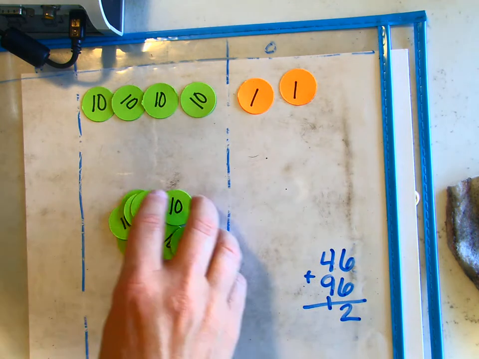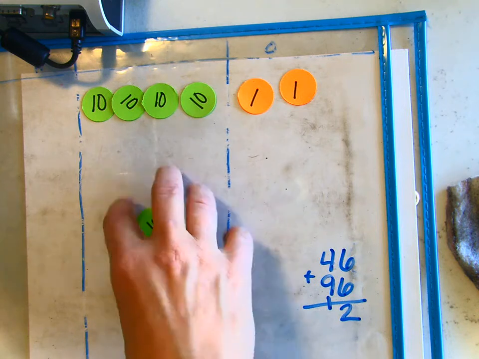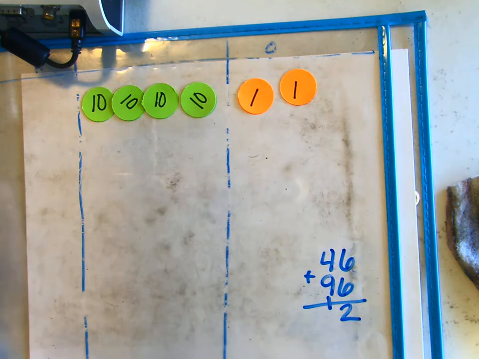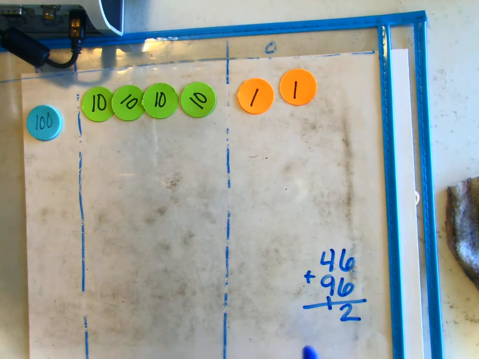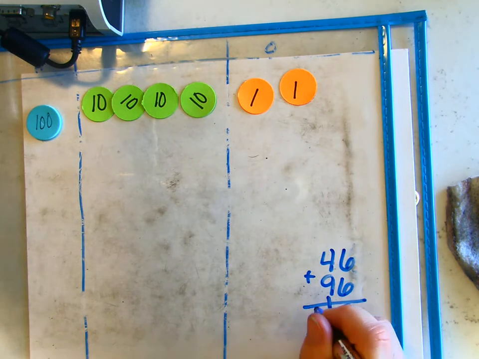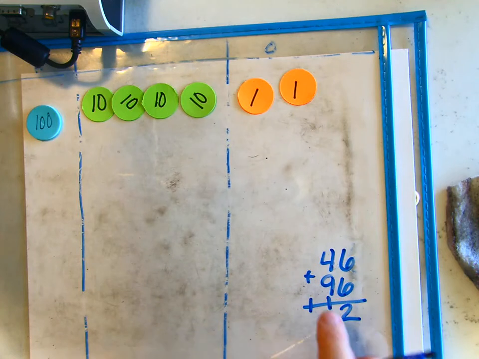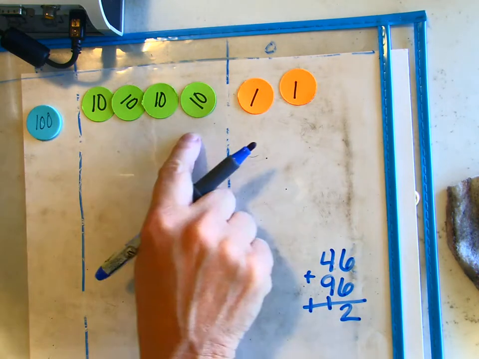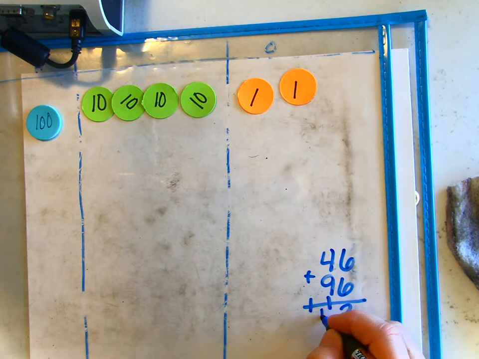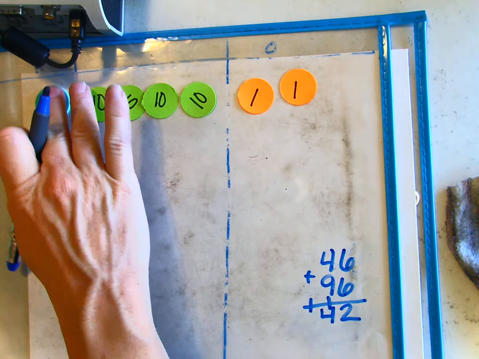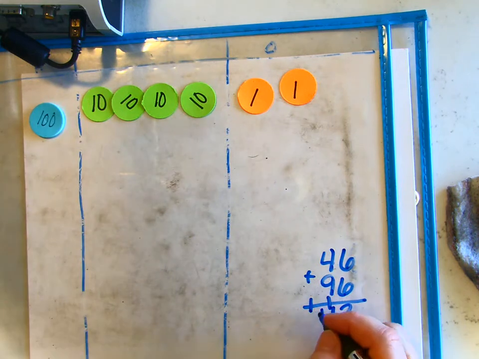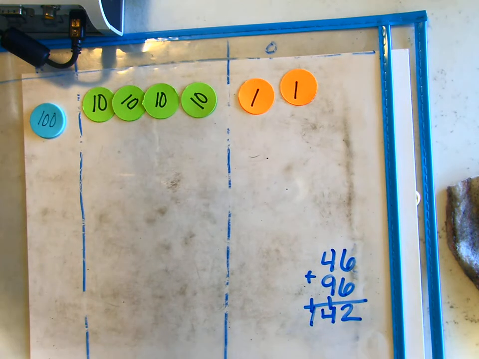I'm going to compose that group of tens, bundle it up, switch it out for 100. I'm going to record that here by writing the 1 that I've moved over and the 4 tens that are left. Don't have anything to add to that 100. It's just the 100. So I'm going to bring that down. We have 142.